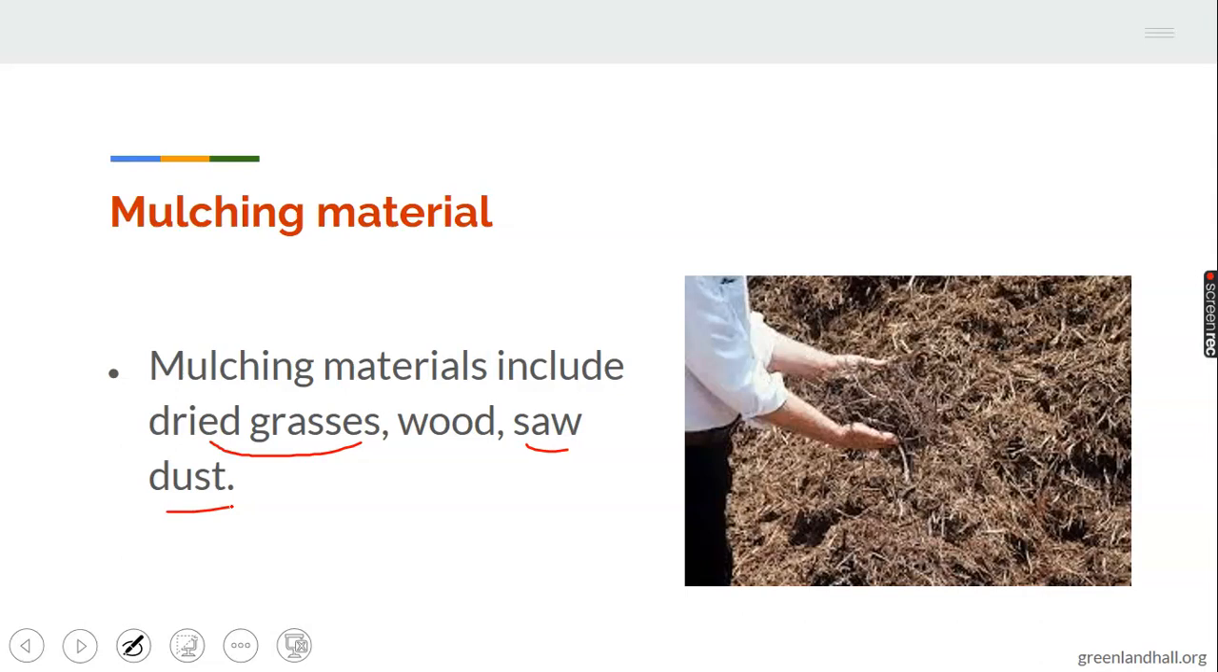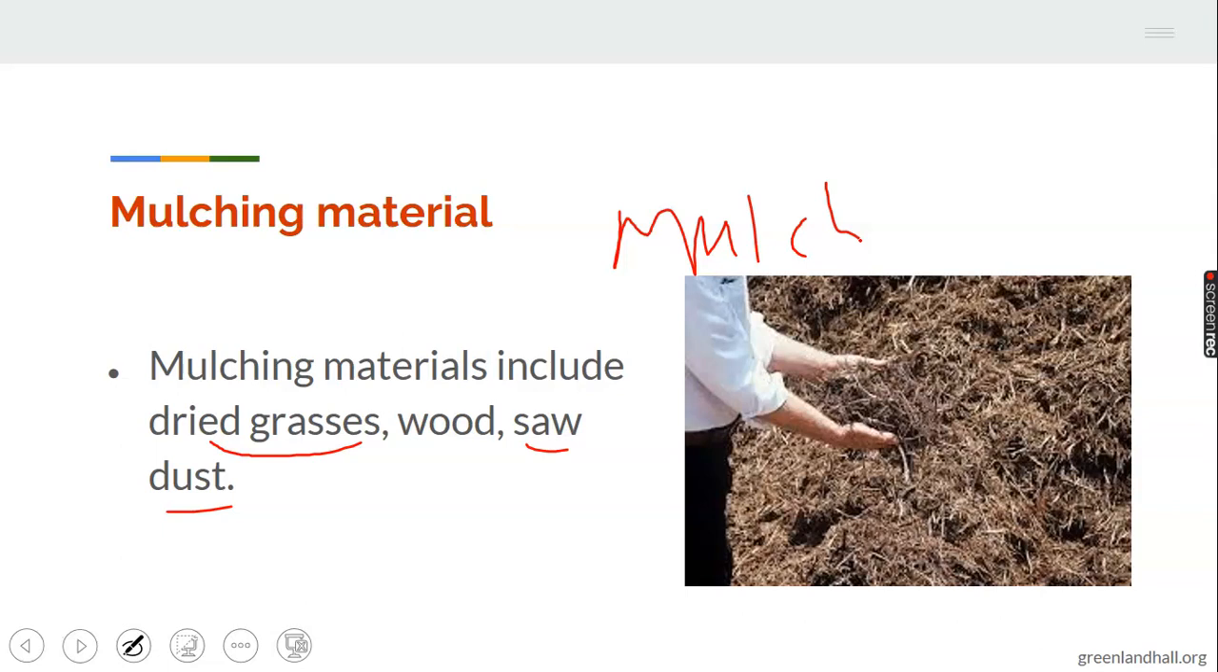The plant materials placed on the surface of the soil to prevent evaporation are called mulch. Don't forget the word mulch. The process of placing the plant materials on the surface of the soil is called mulching. You can see this farmer placing these materials.